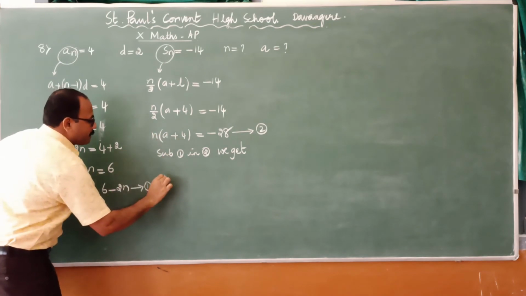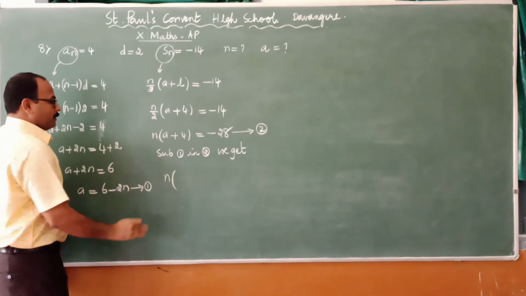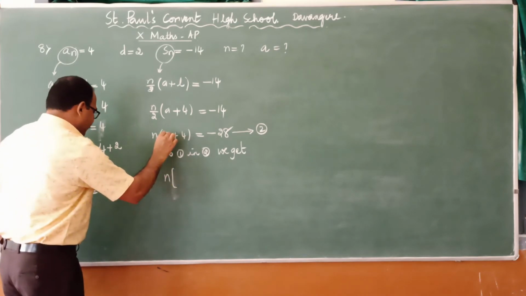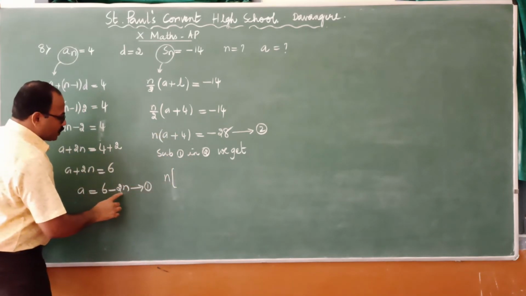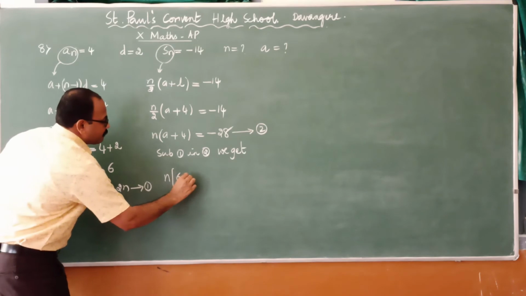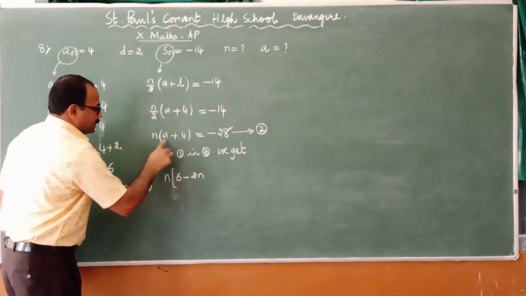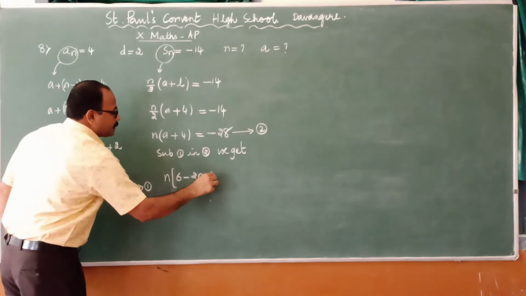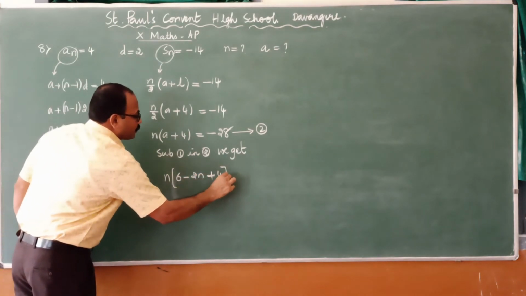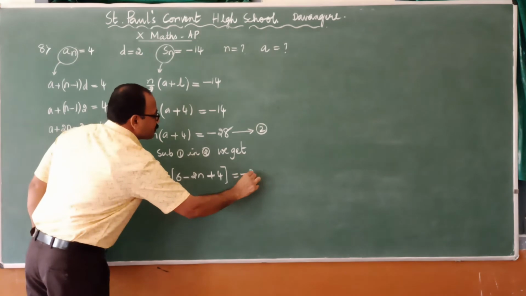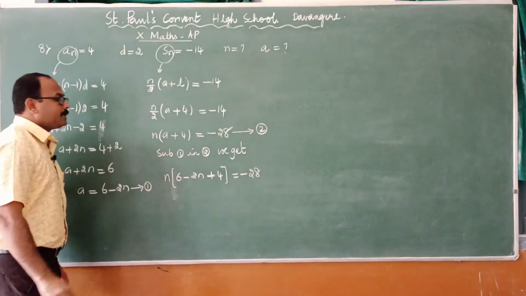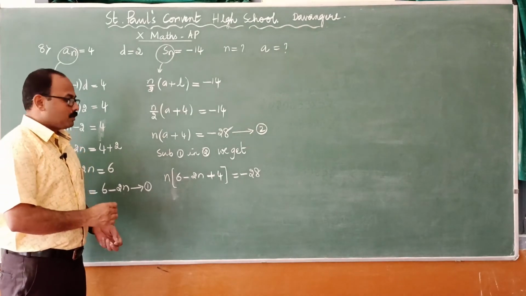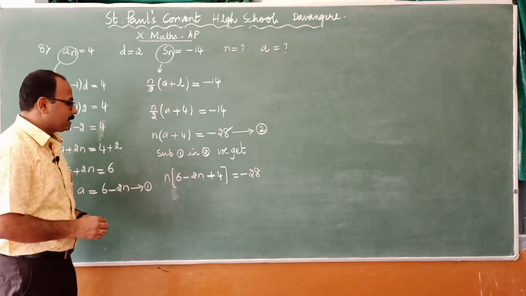n remains there only, children. What is a? A is 6 minus 2n. See, this is a, children, plus 4, which will be equal to minus 28. Here we have only one variable called n. So this is the method called the substitution method.